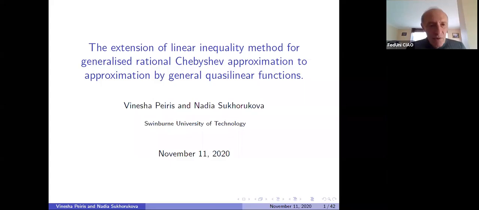Peiris, who is going to give this talk, which is a joint presentation with Nadia, who is also here. Good to see all of you. And Vinesha is a PhD student at Swinburne University, unless I missed something and she has already got her degree, but I'm unaware of that.